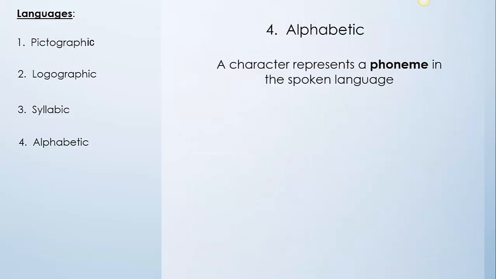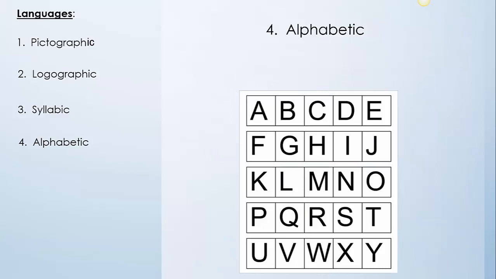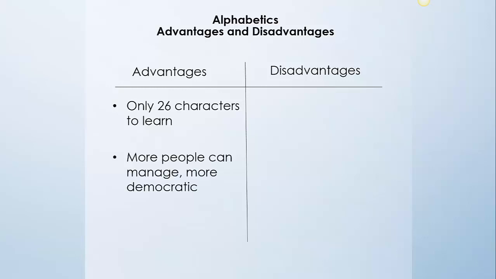Here, a character represents a phoneme in the spoken language. A phoneme being a unit of sound that can't be broken down any further, like f, or t. What do you think are the advantages of an alphabetic language? If you said there are only 26 characters to learn, you would be right, because more people can manage these, so it's more democratic.